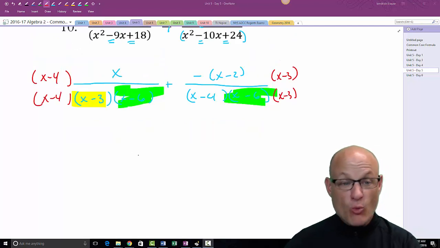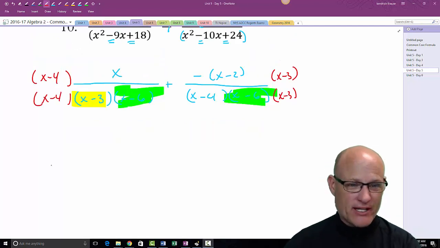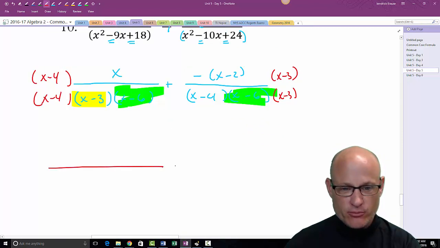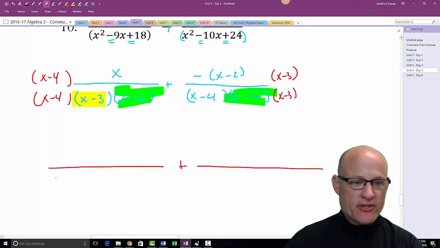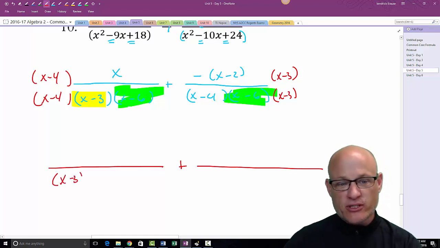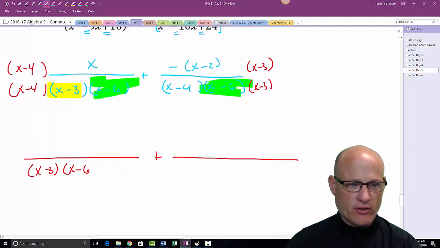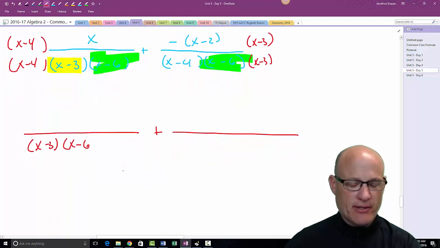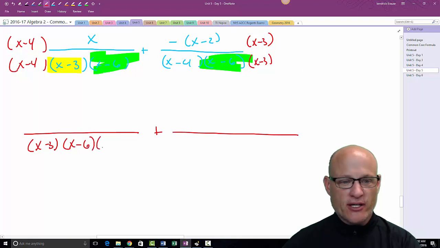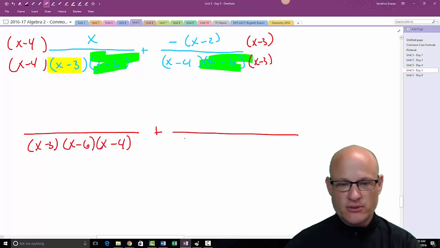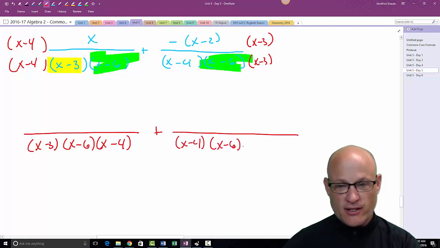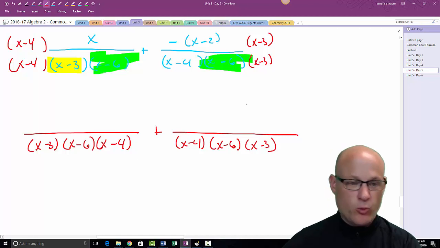All right, so then what we're going to do now is rewrite it. Plus, keeping the denominator, x minus 3, x minus 6. Is that behind my big head? Sorry, let me move that over a little bit, up a little bit. Maybe that's better. x minus 6, x minus 4. So that's the new addition there, the x minus 4. And then we got x minus 4, x minus 6, x minus 3.